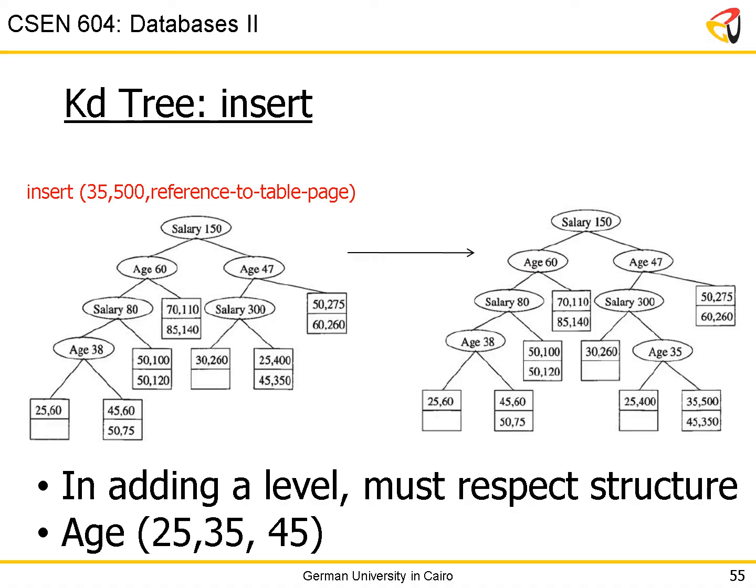The 25 and 400 went to the left, and because of the invariant, it has to be less than, so 25 is less than 35, and the other two, 35 and 45, went to the right. Okay, this, by the way, is not the only way we can do this.